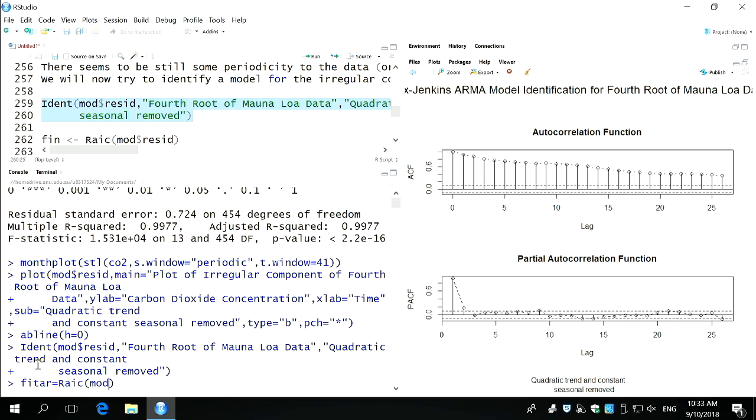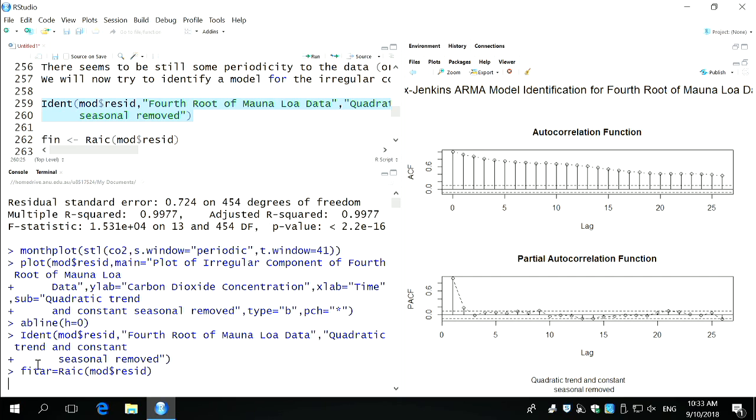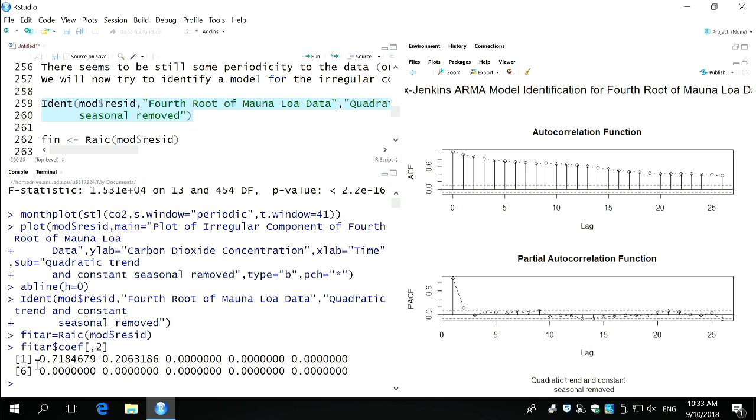So we're going to rake mod dollars resid. Okay. It's going to take a while. There's 400 data points. The hamsters inside the computer here are running as crazy as they can. There we go. We want an AR2, so we want fit AR dollars coef second column. So my coefficients are 0.718 and 0.206. So my model for dependence is going to be xt equals minus 0.718 times xt minus 1 plus 0.206 times xt minus 2.